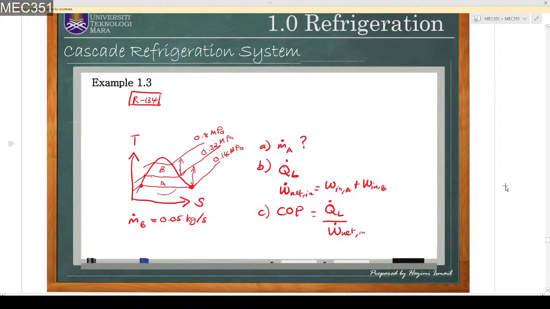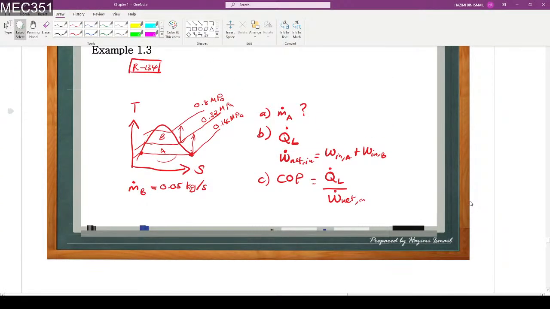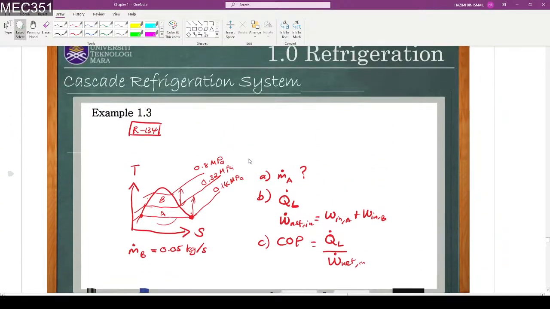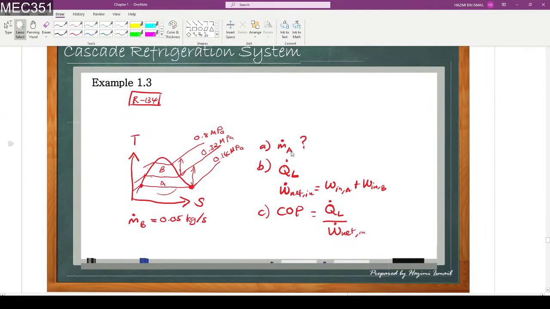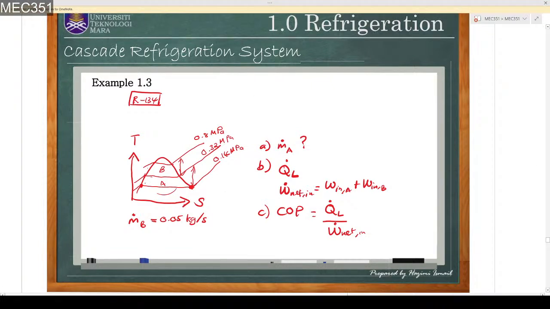Okay, let's continue with our problem solving here. The first step is you have to find the mass flow rate at the lower cycle, m dot A here. But before that, I will complete my TS diagram.